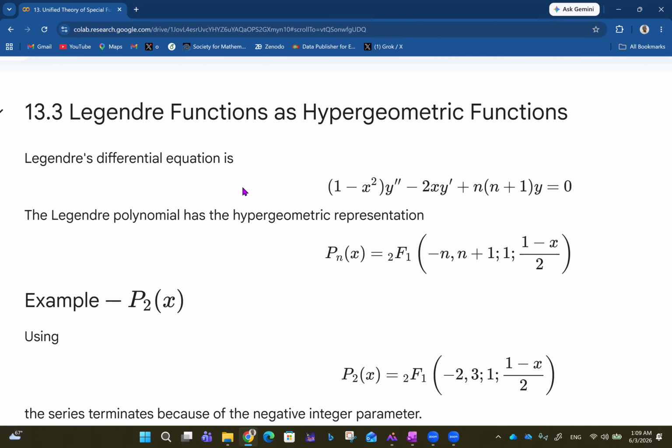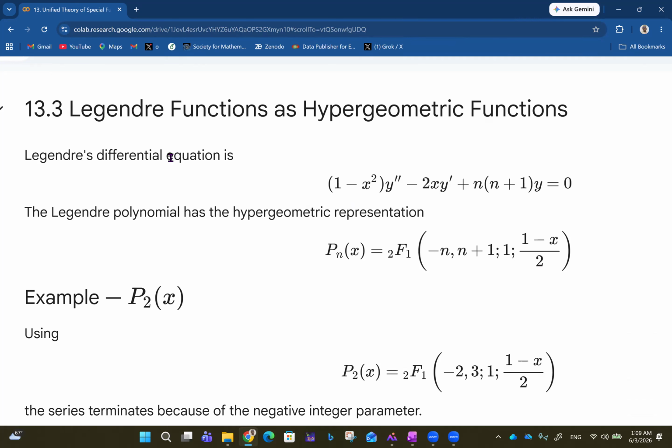Then you have the Legendre function as a hypergeometric function. So Legendre's differential equation is 1 minus x squared y prime prime, so you see there's a modification now, minus 2xy prime plus n into n plus 1 y equals 0. So the Legendre polynomial has a hypergeometric representation: P sub n of x equals 2F1 of (minus n comma n plus 1 semicolon 1 semicolon 1 minus x over 2). That's the difference in this case.